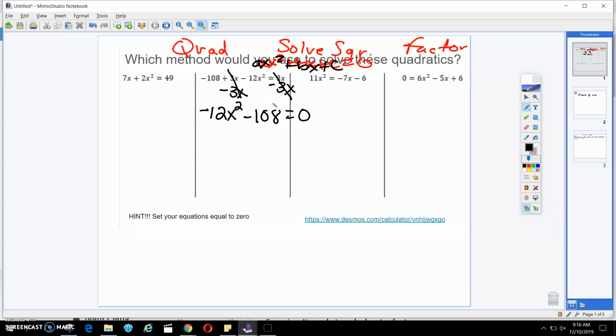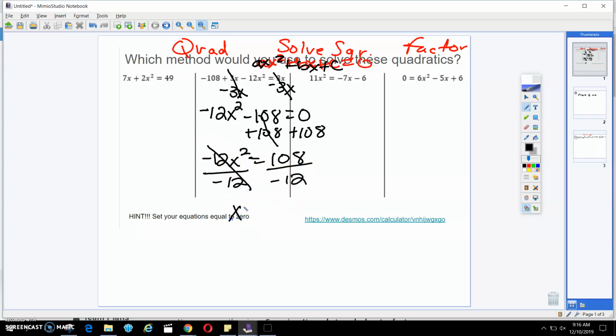We don't have a b term now. Whenever you don't have a b term, my suggestion to you is to solve by square roots because it's just going to make it a little bit easier. So what I mean by that is I can add 108 to both sides, and that's going to give me negative 12x squared equals 108. Now, my goal is to get x by itself, so I'm going to divide by negative 12 on both sides.